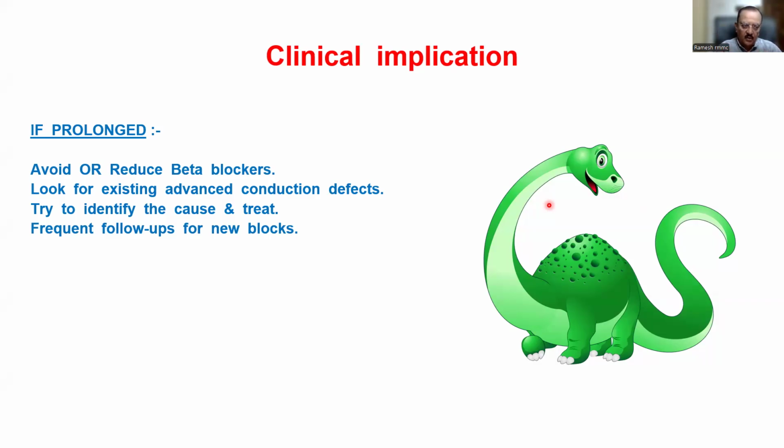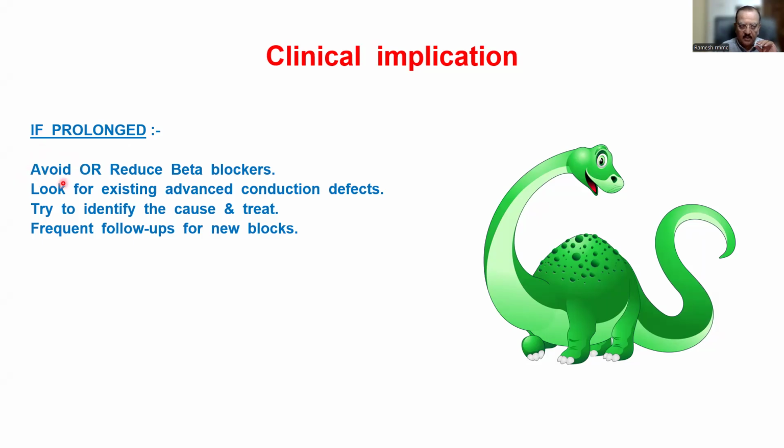So you should avoid beta blockers for this patient, because beta blocker will further suppress the conduction. Already the conduction is suppressed. Already the AV node is doing excessive delay. If you give beta blocker, the delay will be even more. You will be worsening the disease. So that is the clinical implication. You should avoid beta blocker for such patients.